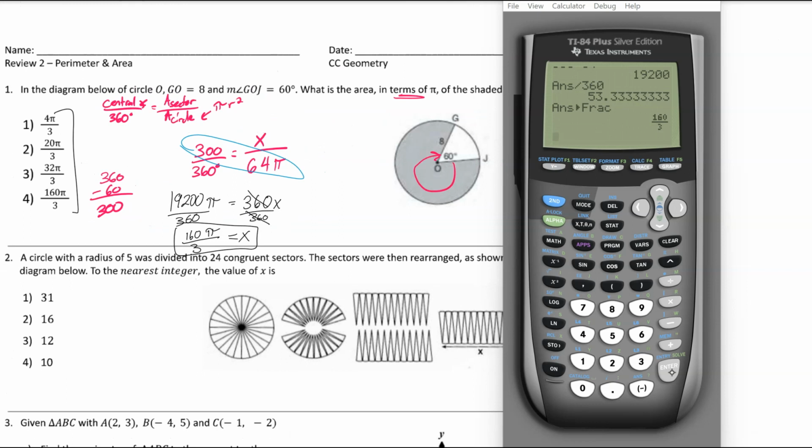So it's most of the area of the circle, but just 300 degrees of it, not a full 360 degrees. So answer choice 4.